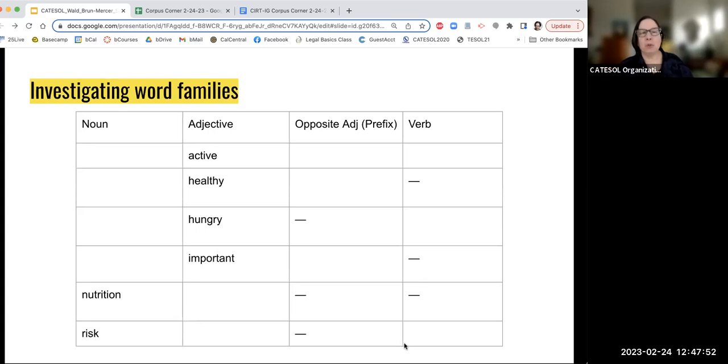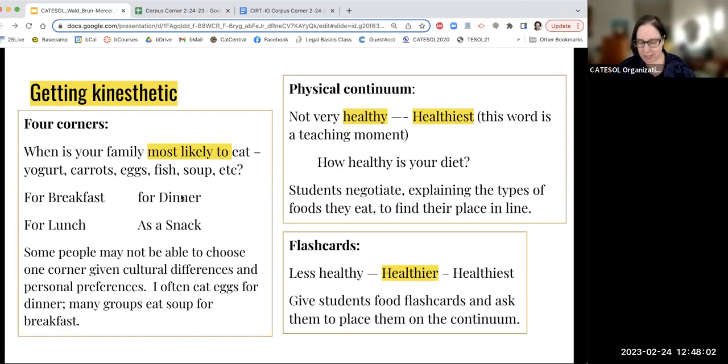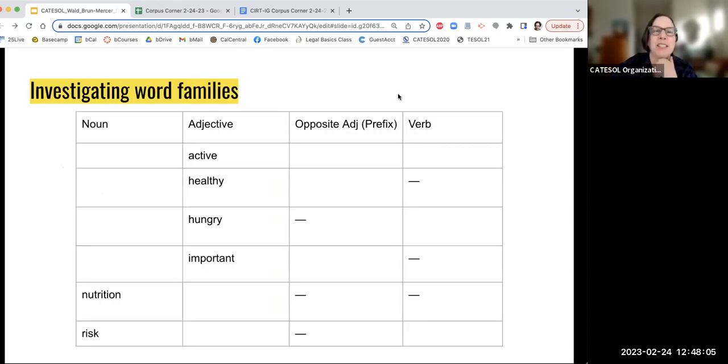Of course, investigating word families. As I was doing this, there's an interesting difference. Sorry, my computer is acting up. Okay. So healthy, active, hungry, important. If you think about some of the adjectives, it's unhealthy but inactive, right? So you get a little bit of a prefix activity there if you want. So filling in what are the verbs, adjectives, nouns, not making it too difficult, but really getting them to see that.